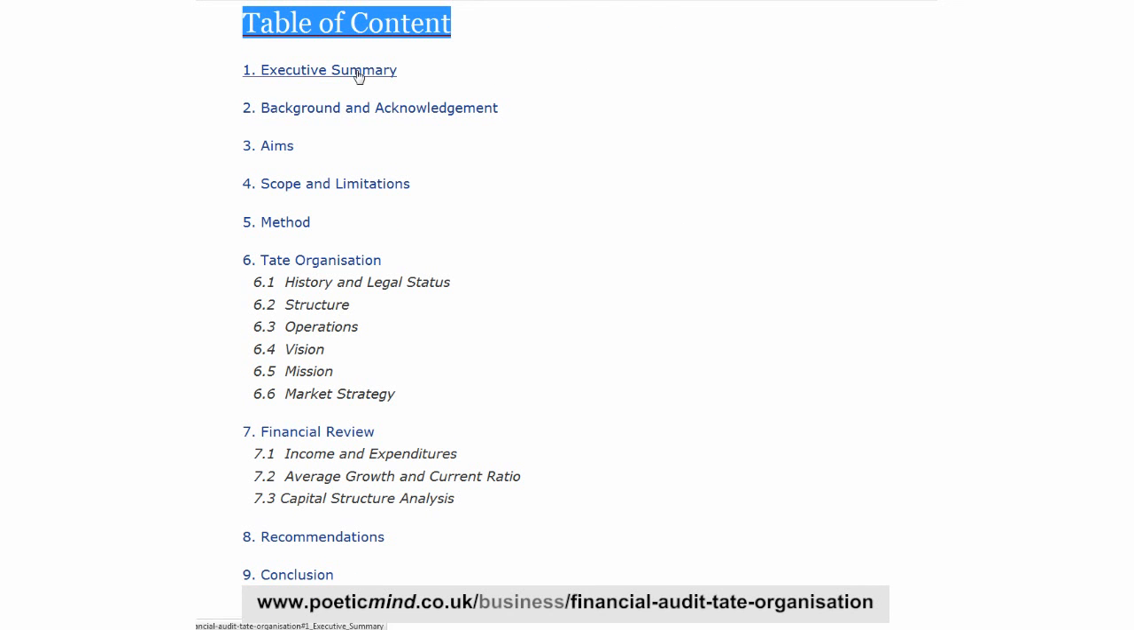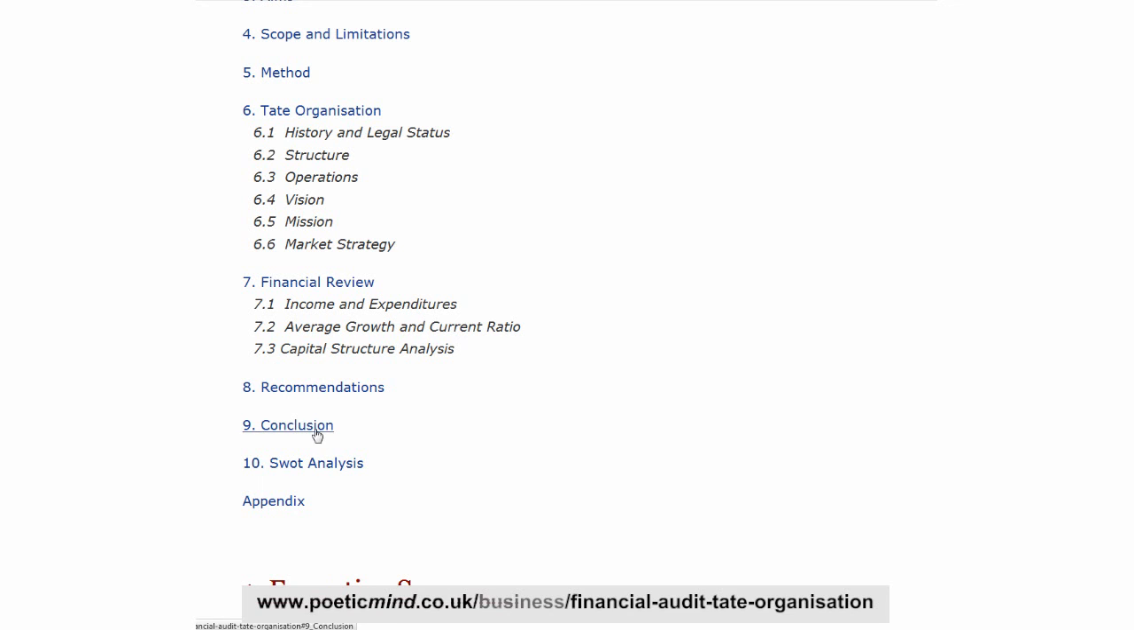Let's have a look at the table of contents. So you have your executive summary, background and acknowledgement, aims, scope and limitation, method, about the organization, the company, Tate Organization, financial review, recommendation. You will then have conclusion. Here I've included SWOT analysis. Some people would include the SWOT analysis in the appendix.